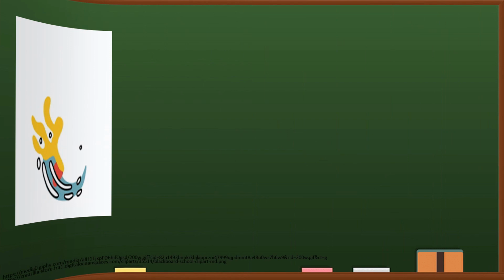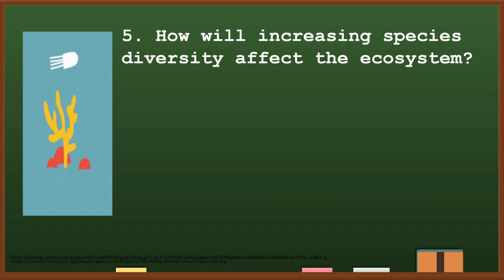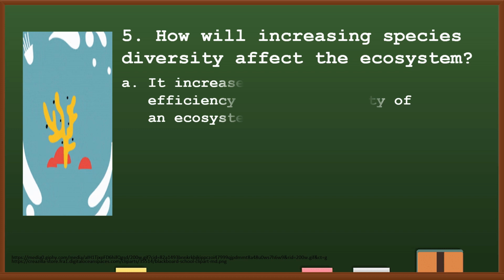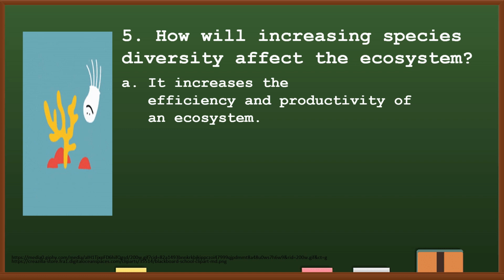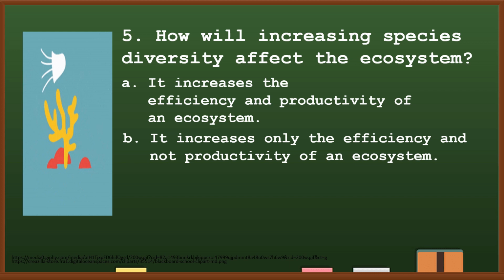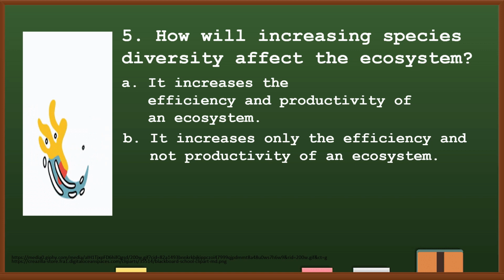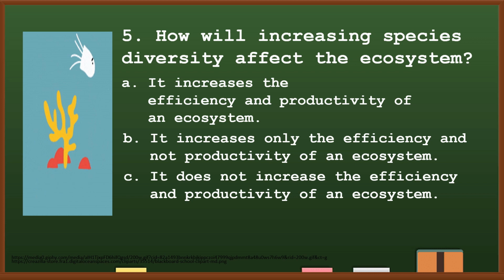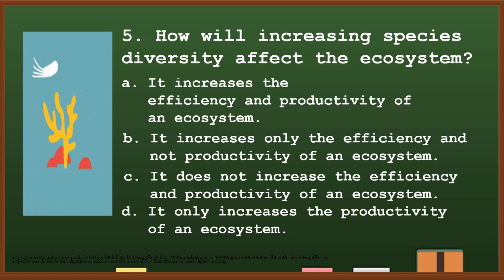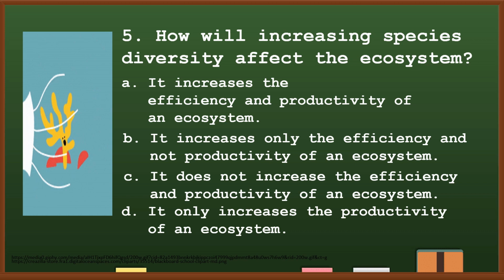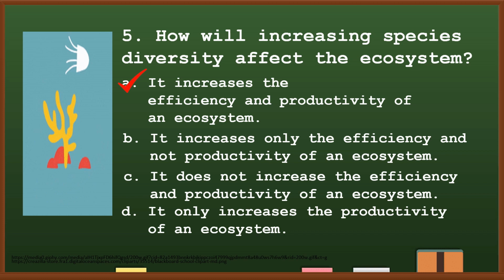Last question, number 5. How will increasing species diversity affect the ecosystem? Letter A, it increases the efficiency and productivity of an ecosystem. Letter B, it increases only the efficiency and not productivity of an ecosystem. Letter C, it does not increase the efficiency and productivity of an ecosystem. Letter D, it only increases the productivity of an ecosystem. The correct answer is letter A, it increases the efficiency and productivity of an ecosystem.